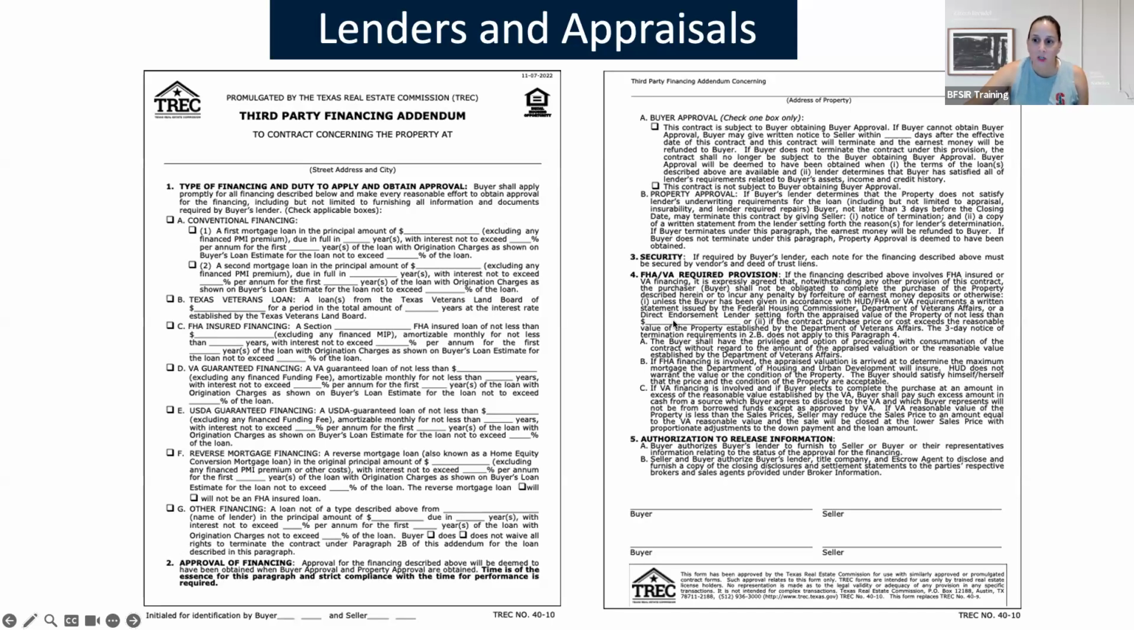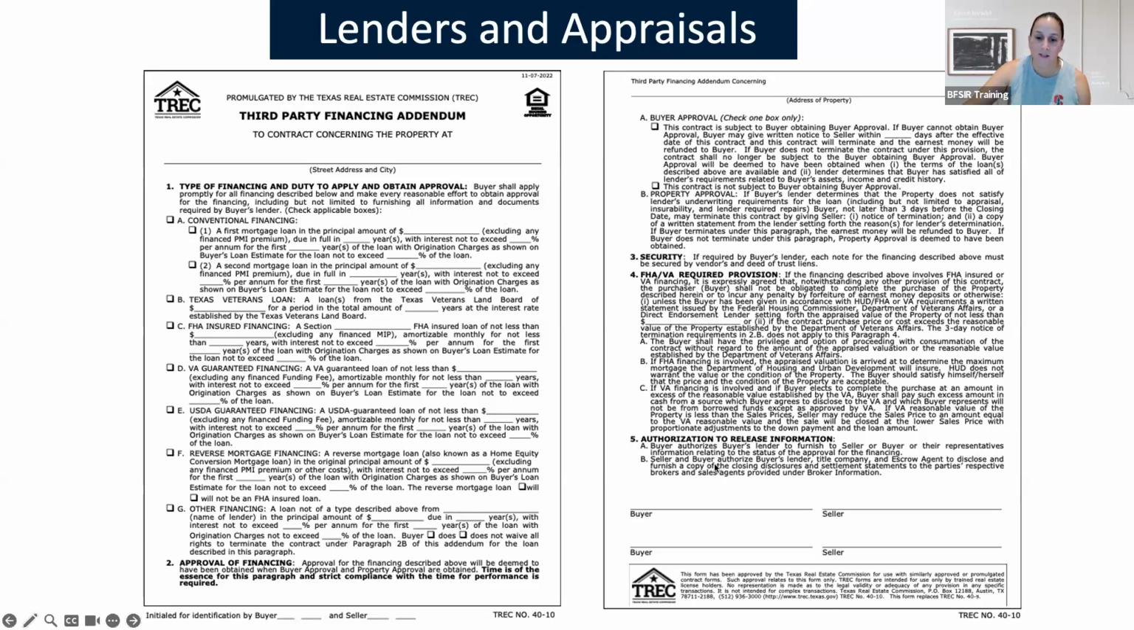All right. So here, in FHA or VA, you need to just put the sales price in this blank. And then here, I want to point out to you guys in paragraph 5, buyer authorizes buyer's lender to furnish to seller or buyer or their representatives information relating to status of approval, which means that you as the listing agent can speak directly with the loan officer. It's right here in writing.